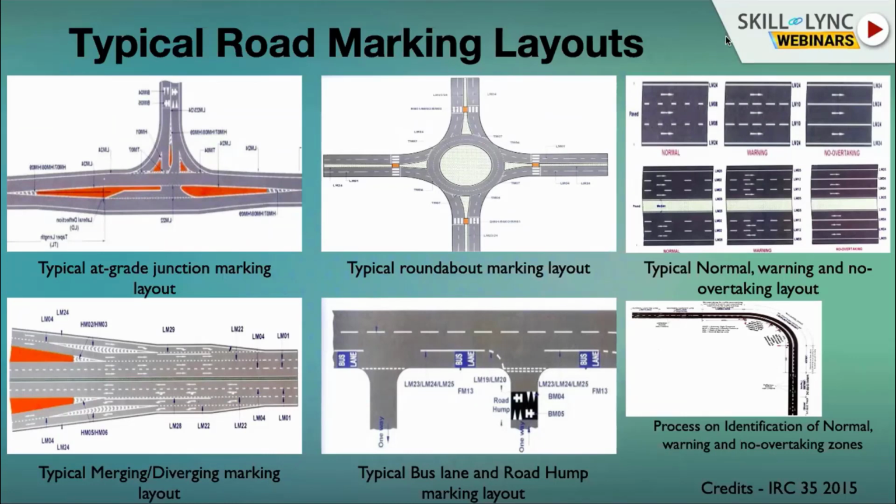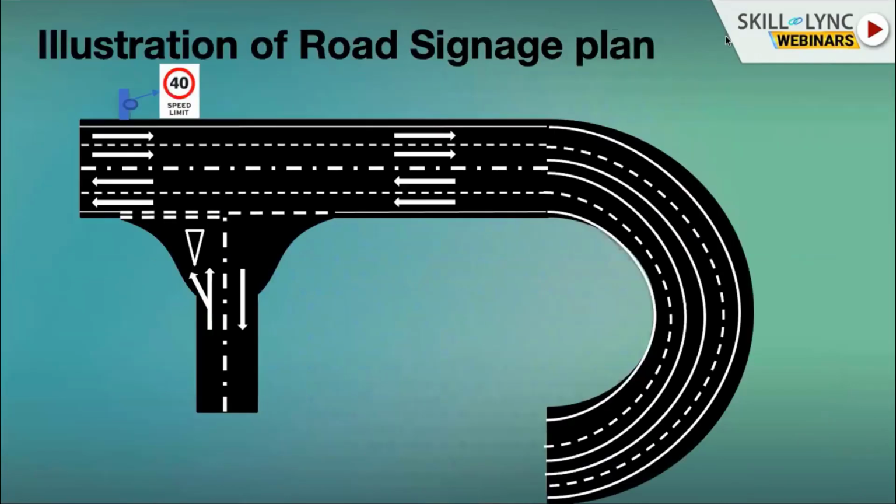The sixth layout is the process on how we do the identification of normal, warning, and no overtaking zones, which we will see in detail in the coming slide. This is an illustration of how we can develop a road signage plan. A road layout has been finalized first before we start developing a signage plan.